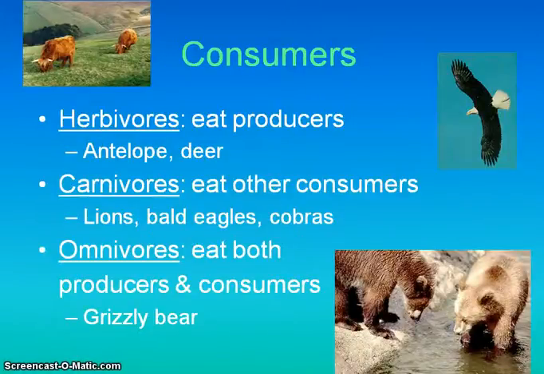Now, consumers are heterotrophs. So these are organisms like herbivores that eat the producers or the plant eaters, like antelope or deer, lots of grazing animals. Carnivores are going to be consumers that eat other consumers. Omnivores then eat both producers and consumers. So those are your plant and animal eaters.